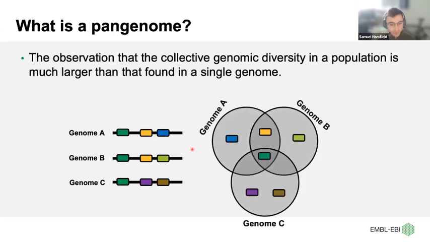If we were to then look at the sharing of genes across these genomes, we tend to observe 3 distinct compartments of genes based on their frequency. So rare genes that are only found in one individual, intermediate frequency genes that are found shared between multiple individuals, but not all individuals, and then core genes that are found to be shared between all individuals in the population.